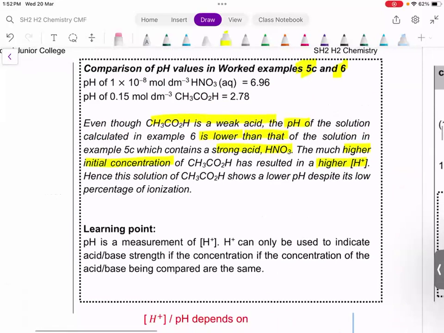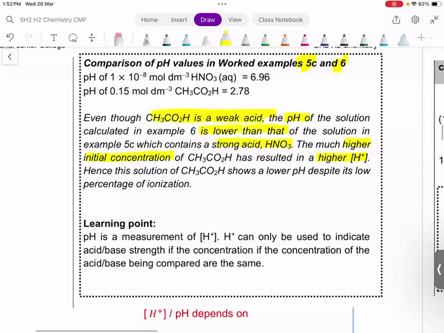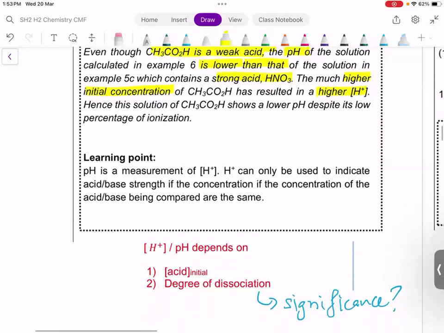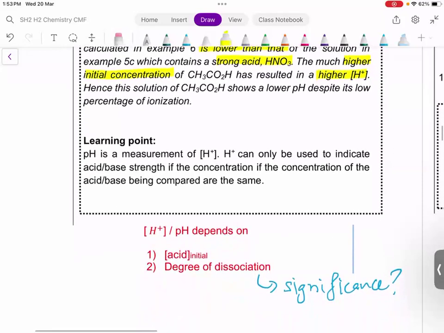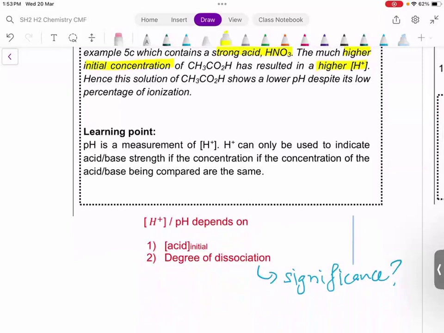You are told that despite ethanoic acid being a weak acid, when you calculate the pH, you realize that it's actually lower than that of a strong acid, which is illogical because by right, a stronger acid should give you a lower pH. But in this calculation, you see the reverse trend. Why so? It's because the initial concentration of the strong acid is much lower than that of the weak acid.